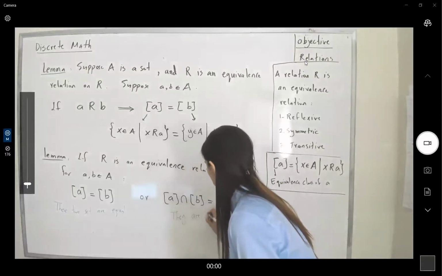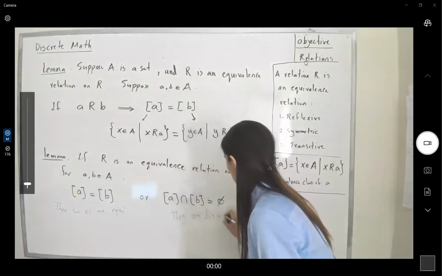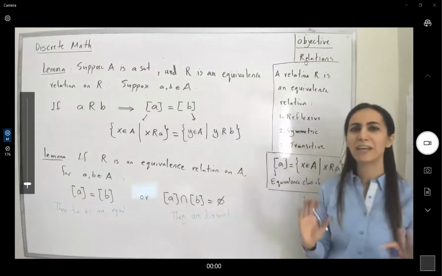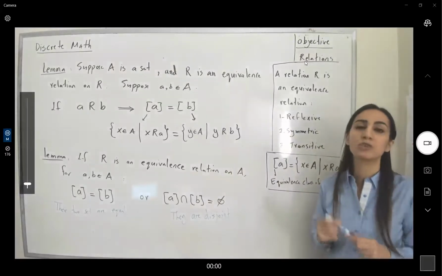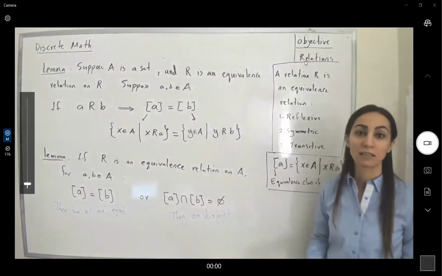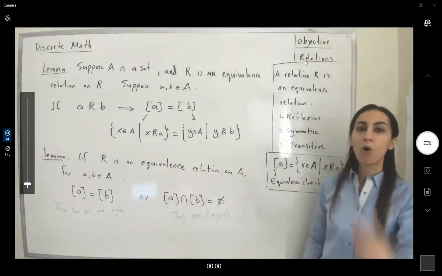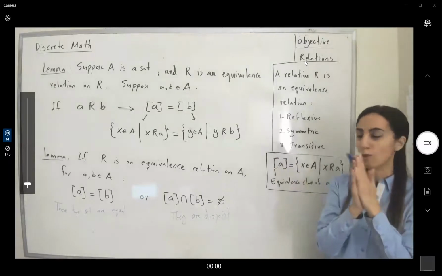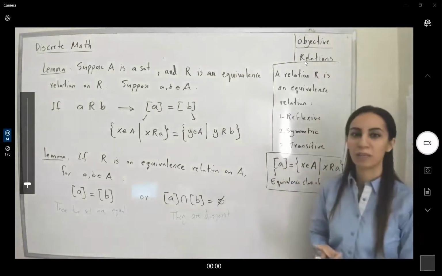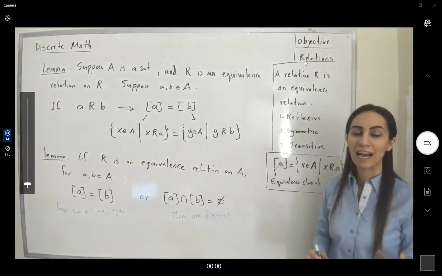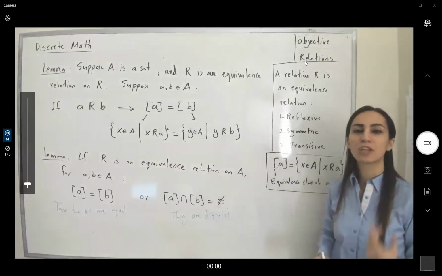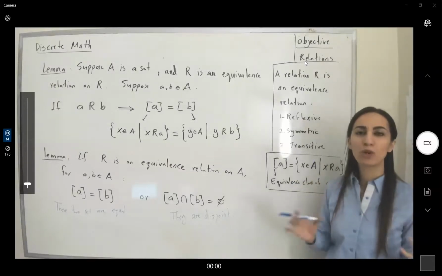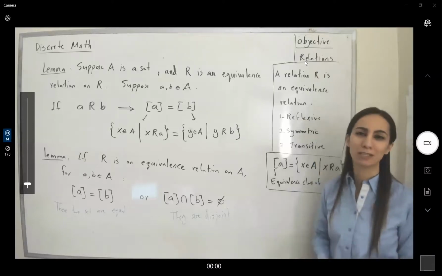They are disjoint. They don't have anything in common. There is no way you can say that they have, for example, one element or two elements in common. They're either equal or they have nothing in common. That's why an equivalence relation on a set actually forms a partition for that set.